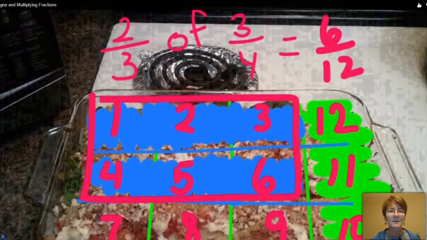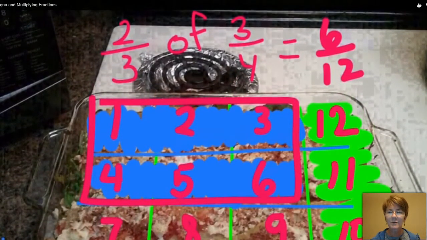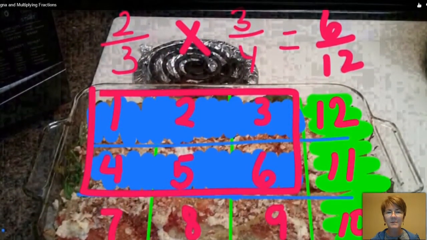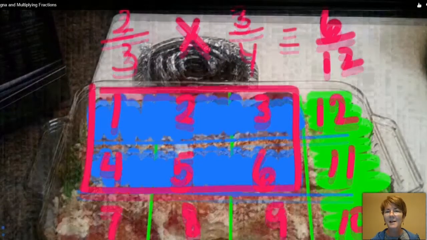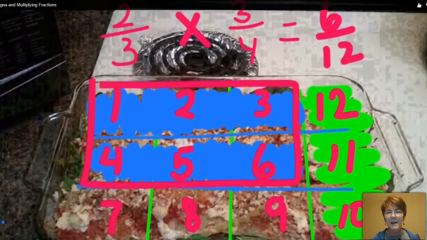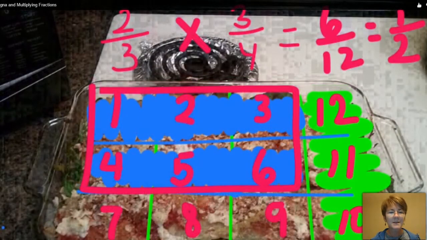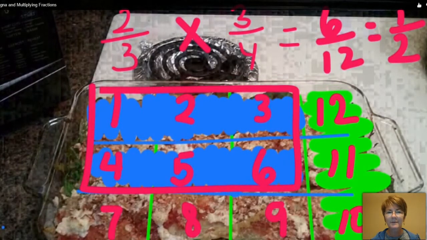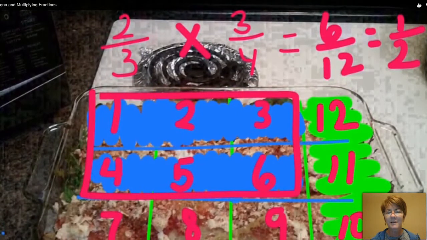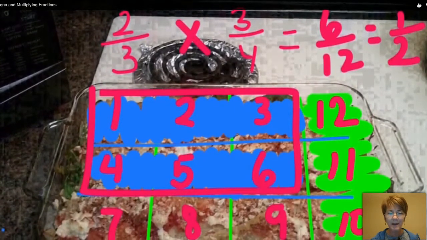So really 2/3 of 3/4 equals 6/12. We could change the "of" to the times symbol and say 2/3 times 3/4 is 6/12. And of course that 6/12 can be simplified to be 1/2. So 2/3 times 3/4 equals 1/2. He ate half the pan of lasagna. Well, then we went outside and toasted some marshmallows for dessert.